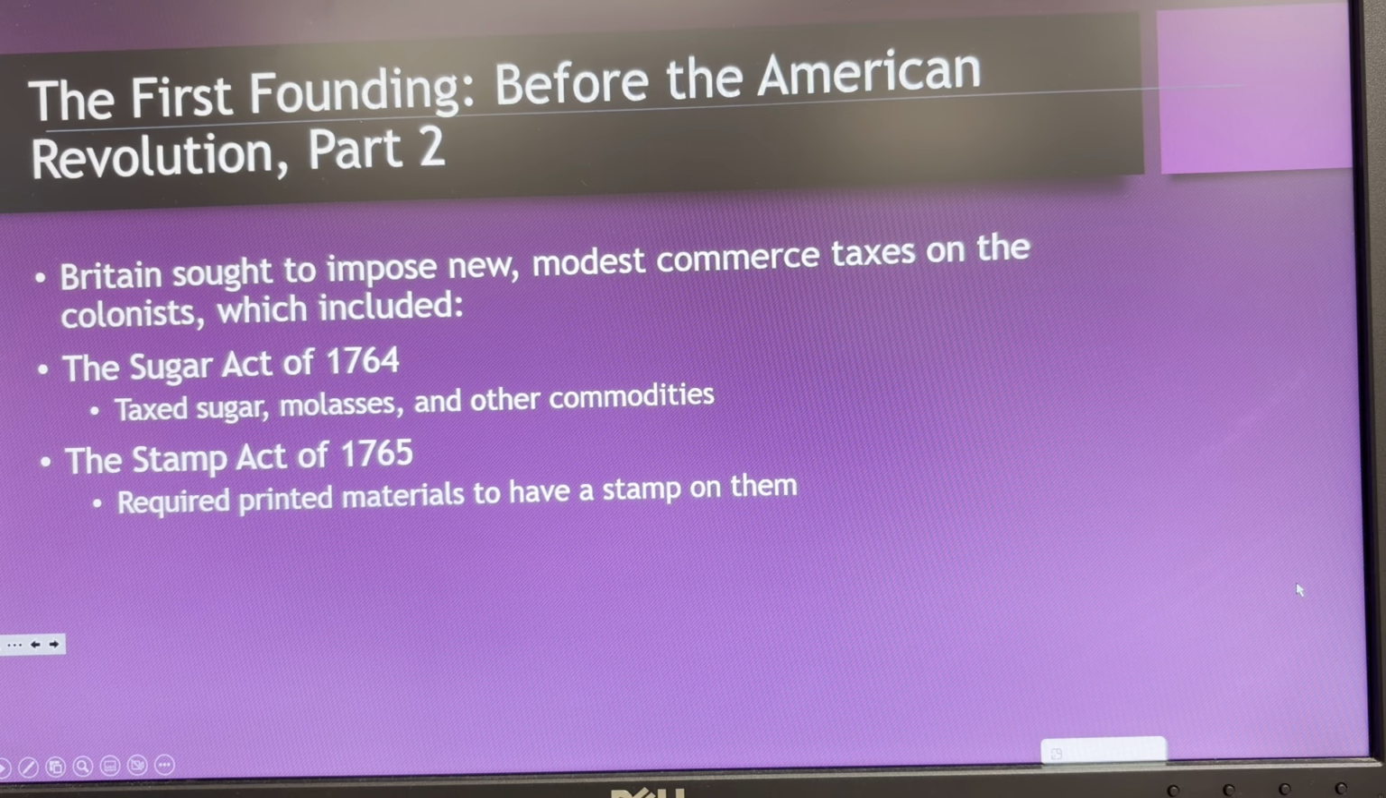I don't care about this. I do want to at least mention the Stamp Act, only because I think it's a really good indicator. I'm not going to test you on it. But I think it's a really good way of understanding governmental thinking, specifically as it pertains to taxation.